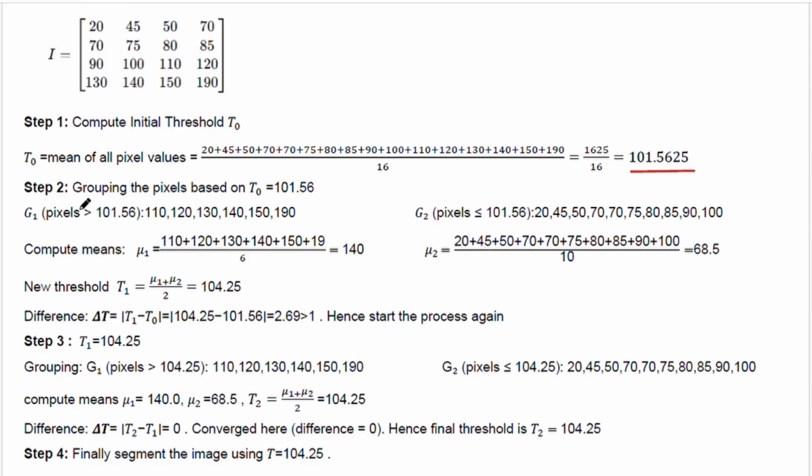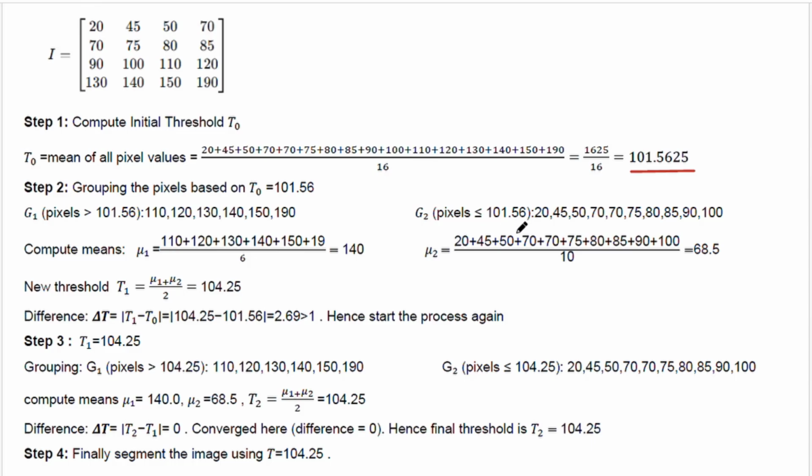Now grouping has to be done. Grouping the pixels based on T0 equal to 101.5625. G1 is the pixels of intensity greater than 101.56. So among all these pixels, group those whose intensities are greater than 101.56. All these pixels are greater than 101.56, and there are 1, 2, 3, 4, 5, 6 of them. Compute the mean mu1 as the sum of these intensities divided by 6, so it is 140.